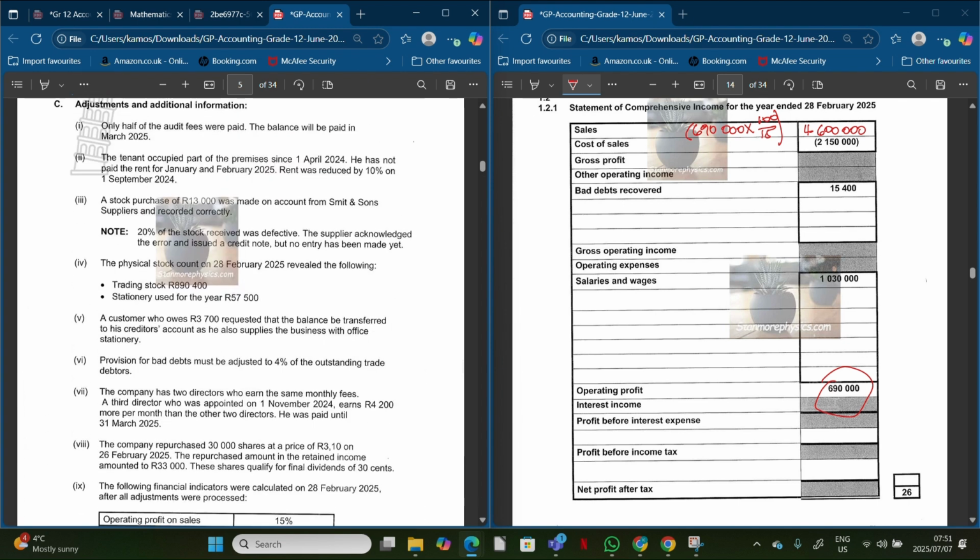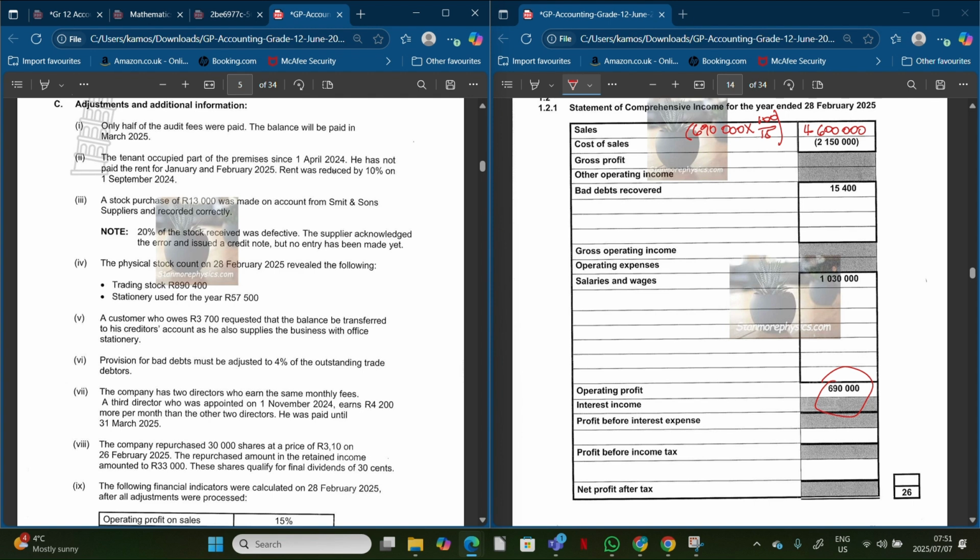Since we are given the cost of sales, we are going to skip it because that one is already calculated. Then the gross profit and the other operating income, we do not need to calculate them since they have these dark spots on them. So we do not need to calculate them. Bad debts recovered, we are given.